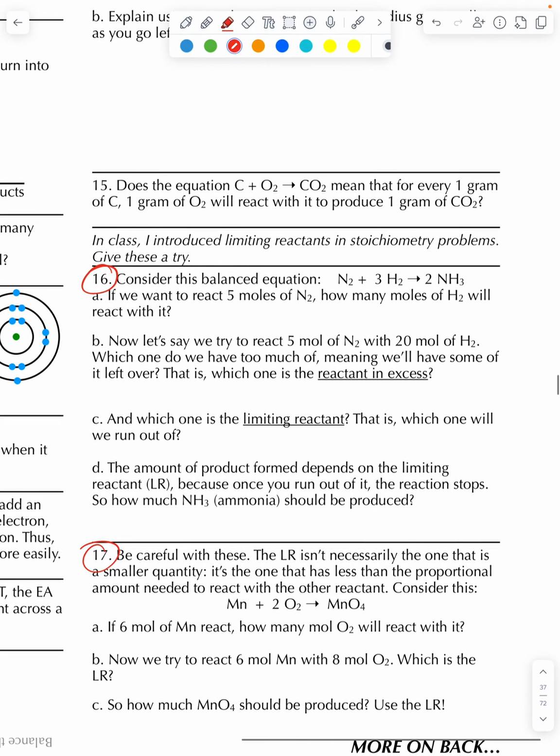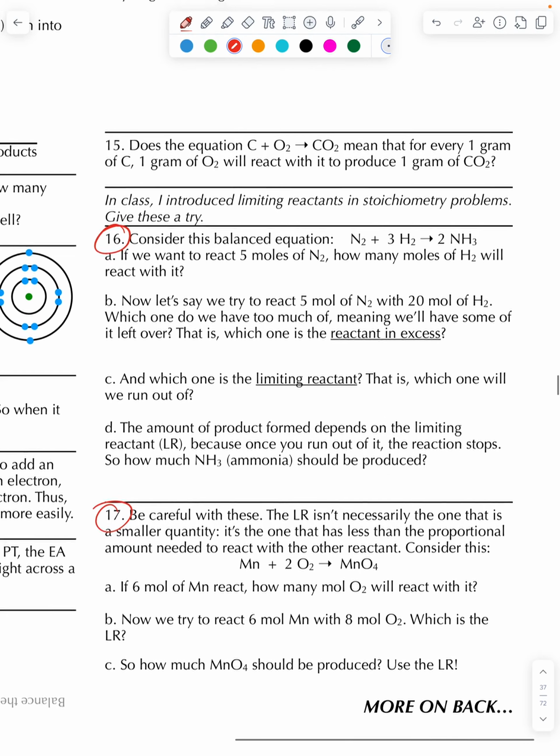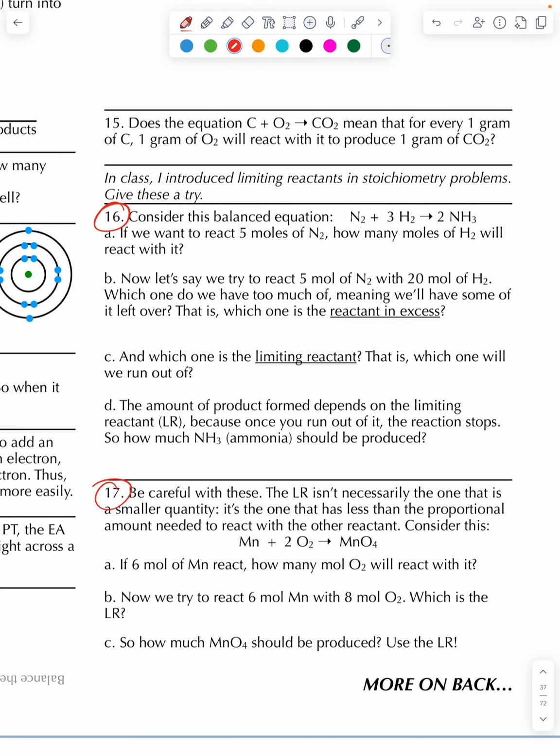Number 16, let's practice one more stoichiometry. This is with limiting reactants now, so a little bit of explanation here. I'll have one question on this, and maybe a follow-up question. This says for every 1 nitrogen, I need 3 hydrogens, and it'll produce 2 ammonias. But now let's say I want to react 5 of these. If I want to react 5 nitrogens, how many hydrogens would I need? I would need 15, right?